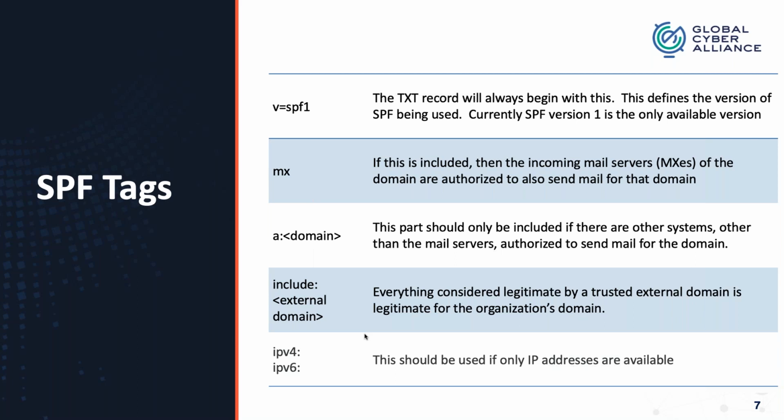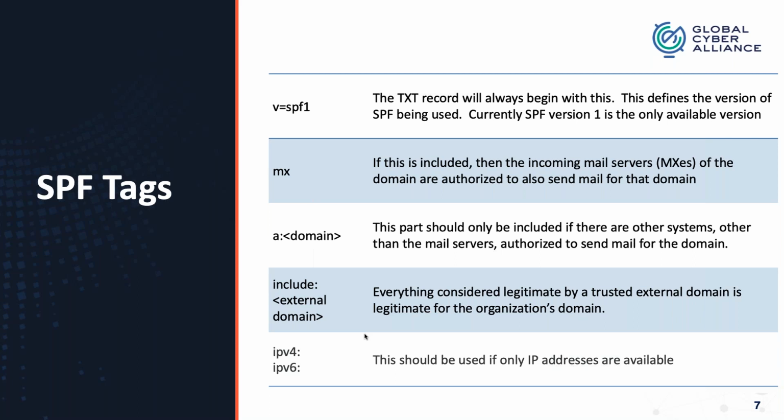Then there's A. This is going to be included if there are other systems other than your mail servers, so other ones within your organization that you're going to be using to send mail. You can either use A by itself. A means check for the A record, so anything that has an A record for this domain is considered authorized to send mail using this domain. But if an A record does not exist, this is not going to be used. You can also put an A:domain, so typically it's the name of the server. But again, make sure the A record actually exists. You can also put A: and an IP address as well. That would work as well.